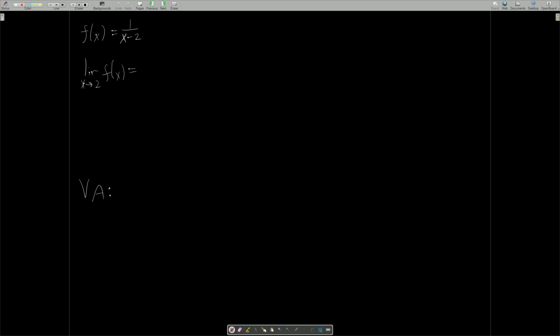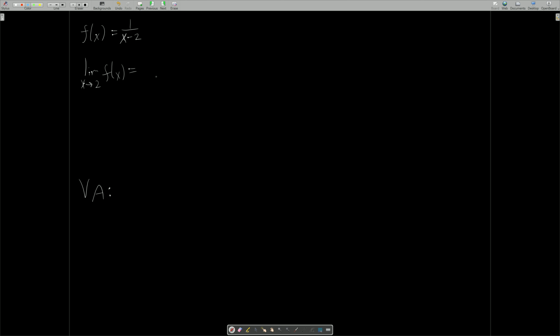So here's the problem: the function 1 over x minus 2. You're going to find this limit as x approaches 2. If you just plug in 2 into f of x, you're going to get 1 over 2 minus 2, which is 1 over 0. So this limit does not exist. But we're going to show some further proof of that.